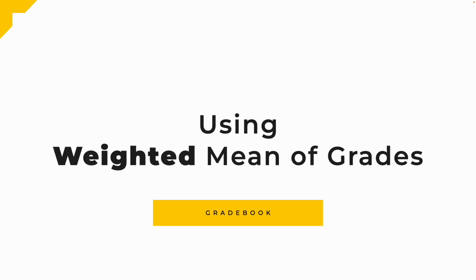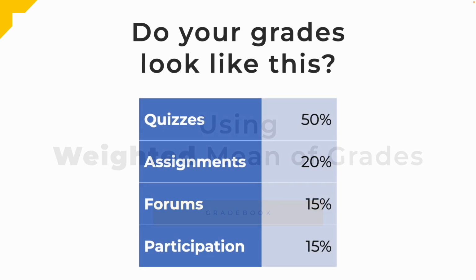Many instructors prefer to weight their grades in their courses. In AsULearn, this is called weighted mean of grades. To save you a bit of time, if your grading scale looks something like this, where quizzes are worth 50%, assignments are worth 20%, and forums and participation are worth 15% each, you are almost certainly weighting your grades and would use the weighted mean of grades aggregation method in AsULearn.